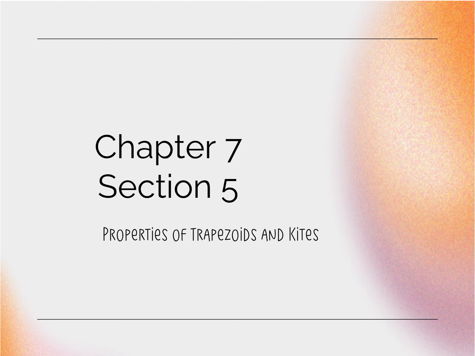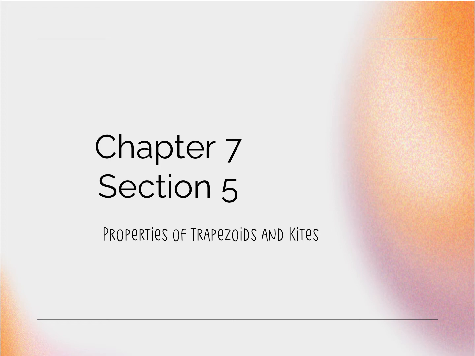Today we're going to cover Chapter 7, Section 5. It is the last section of Chapter 7. Today we're going to talk about properties of kites and trapezoids. Now, what's different about the trapezoids and the kites is they are not parallelograms. They're quadrilaterals. They have four sides, but they're not parallelograms.